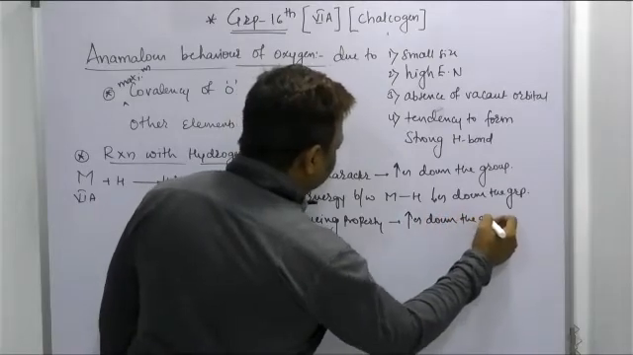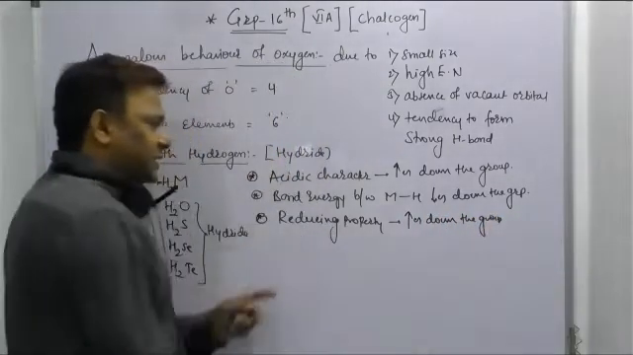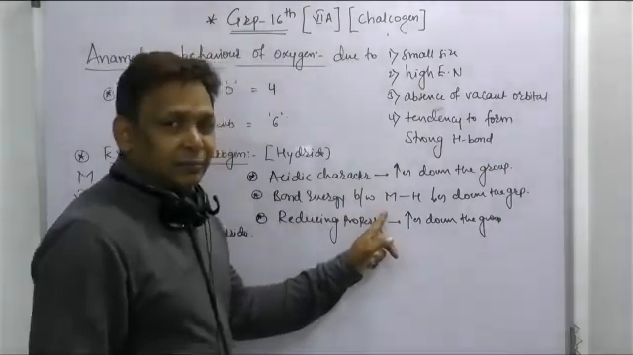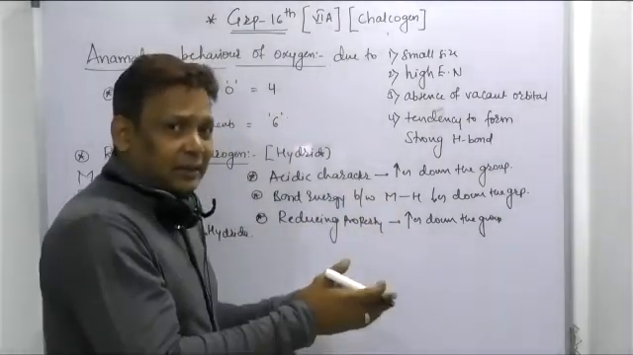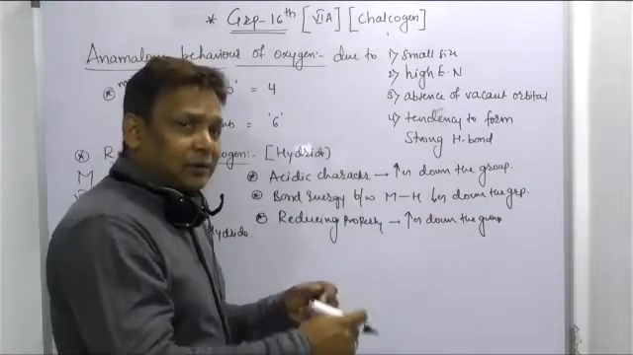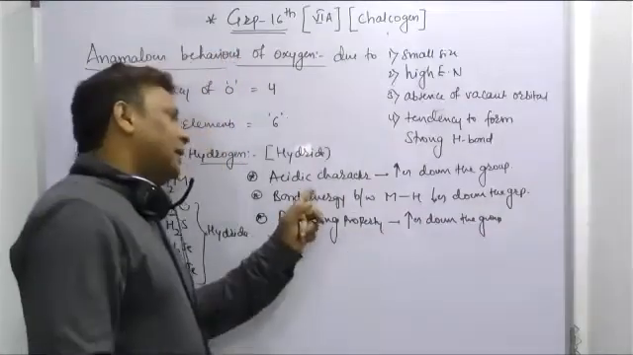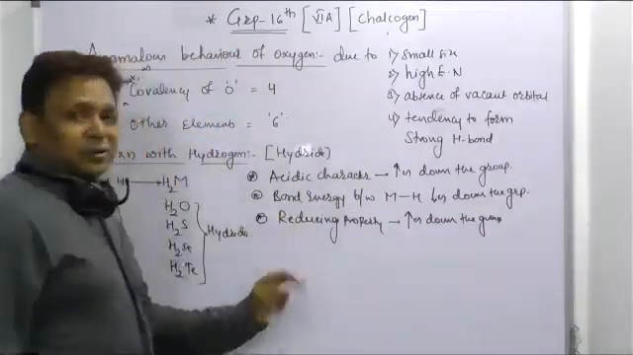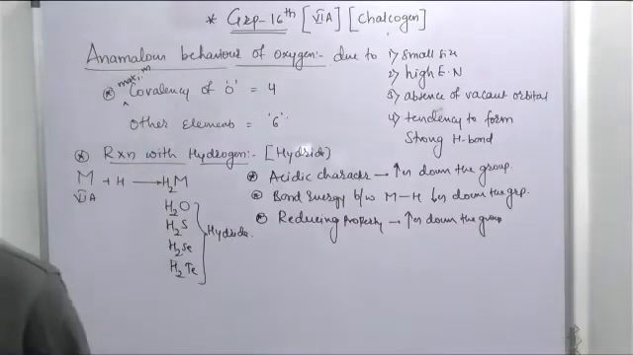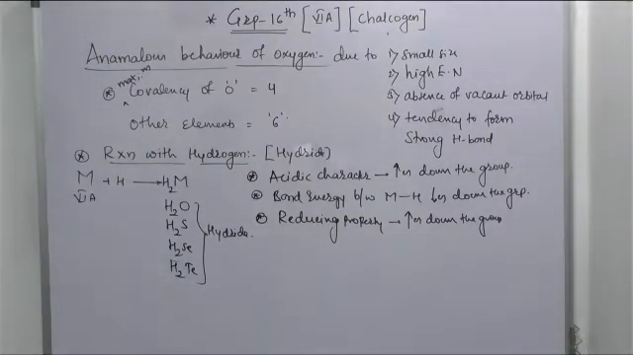But remember here, as the bond length increases, bond energy decreases. Bond energy decreases, so it is easy to break a bond, and a bond that breaks easily can provide the H plus ion. Acidic character increases, reducing character also increases. Is it clear about the hydrides?